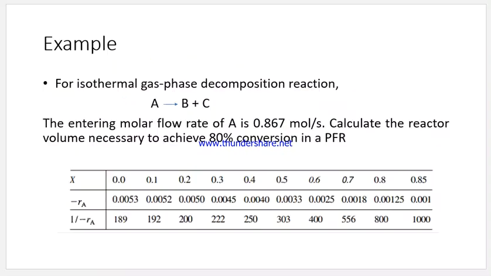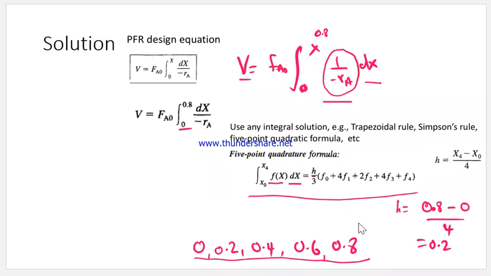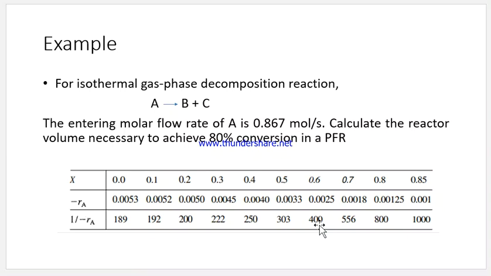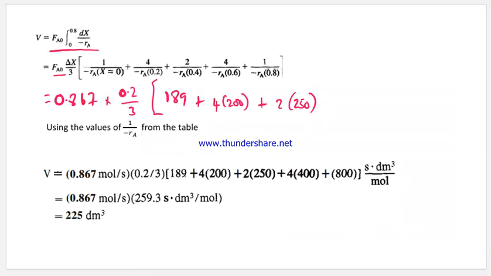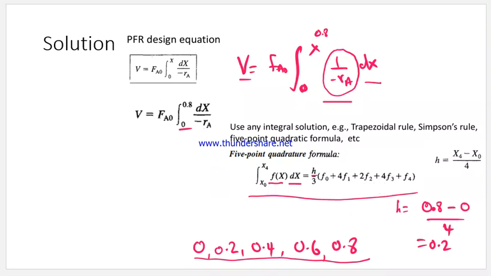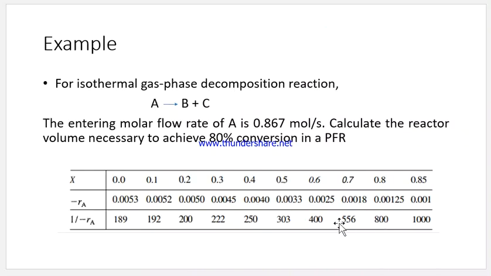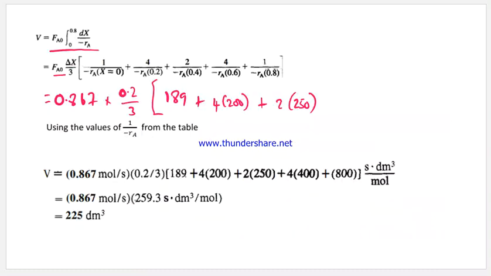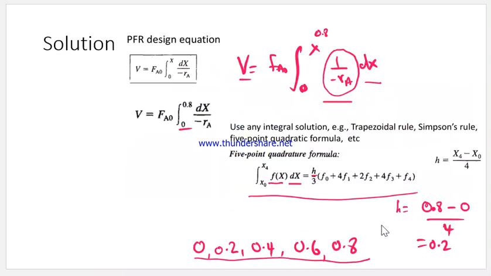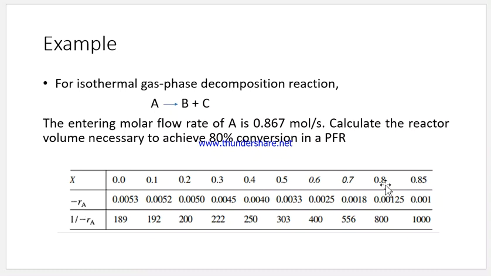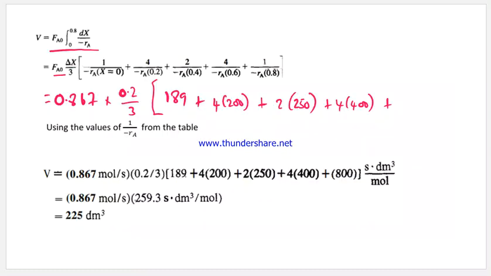Then the fourth point is at 0.6, and that is 4 f3 at 0.6. At 0.6, we are given 400 for 1 over minus rA, and we have to multiply it by 4. So plus 4 times 400. Finally, plus at 0.8, the last point, the fifth point, and that is 800. With that, we have the calculation shown below.